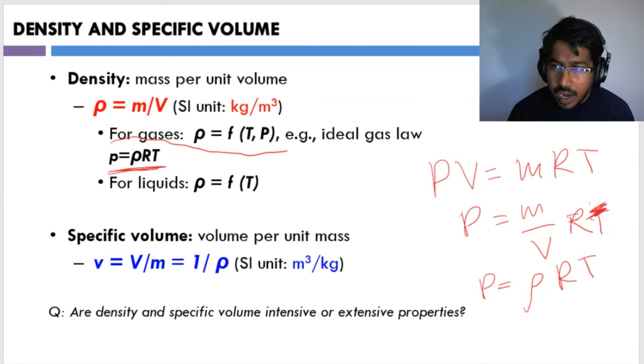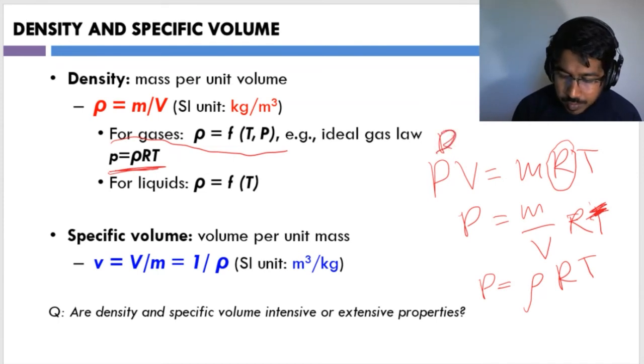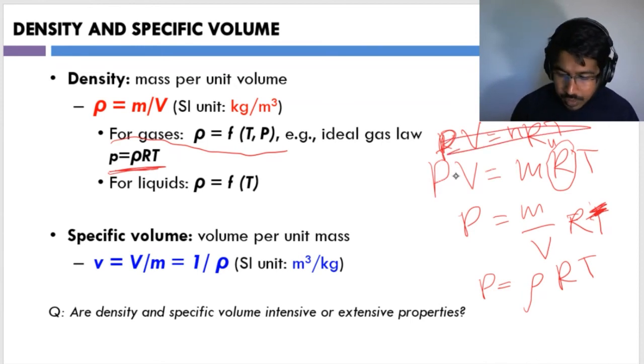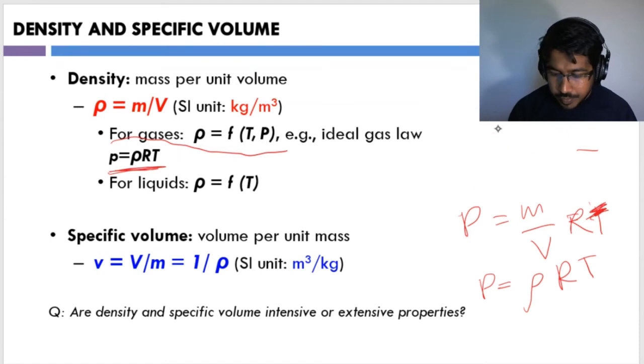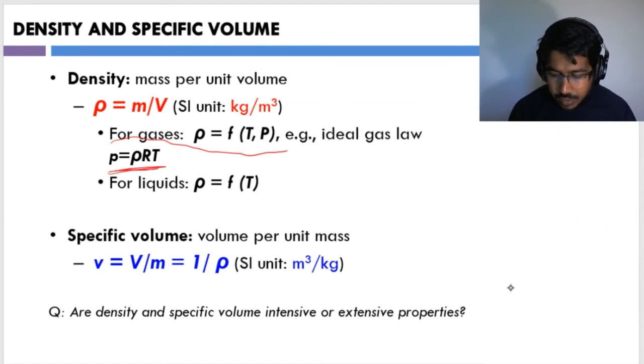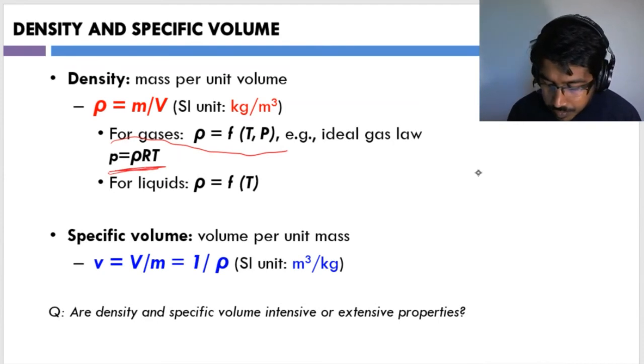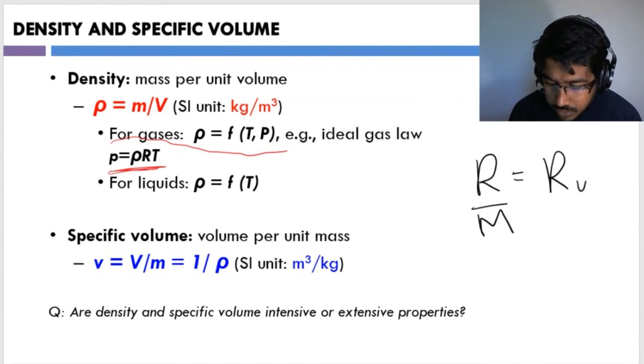Oh, PV equals nRT. So this is the gas constant that we have here. If we use PV equals nRT, then that is going to be the universal gas constant. So the only difference you see here is the difference between the gas constant and the universal gas constant. The gas constant is R, and R over M is the universal gas constant.